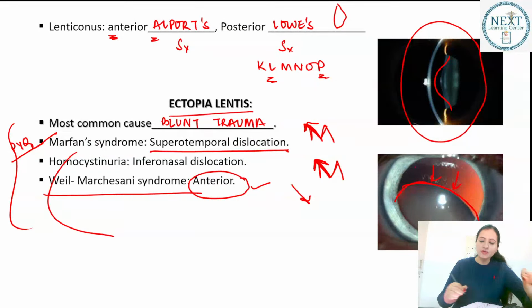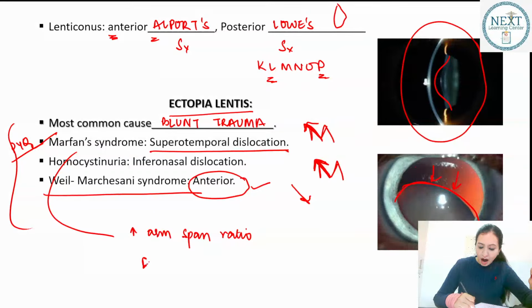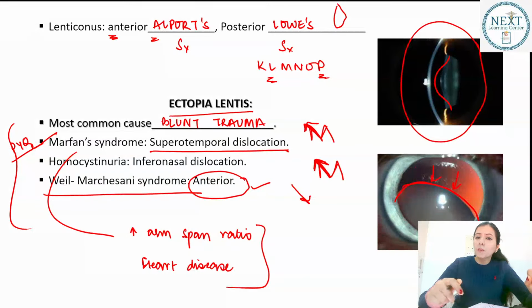In Marfan's, you will not be directly asked what is the direction of displacement. You will be given that there is a male who has increased arm span ratio, who has flexible joints with some heart defects. In this person, ectopia lentis is observed. What is the direction of this ectopia lentis? So this is how you get the question on Marfan's.